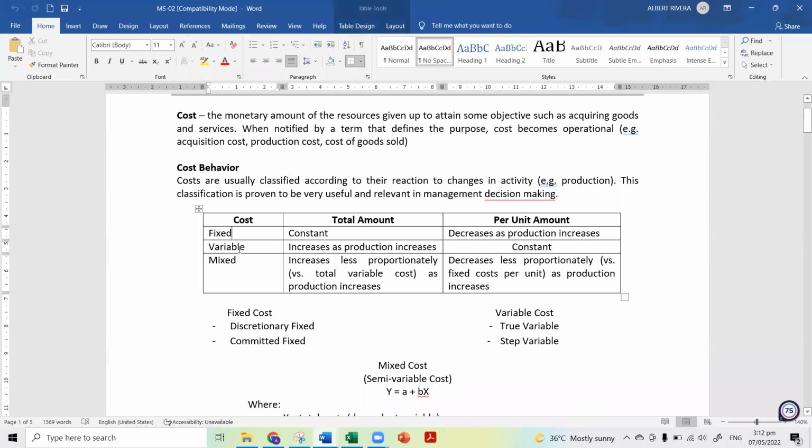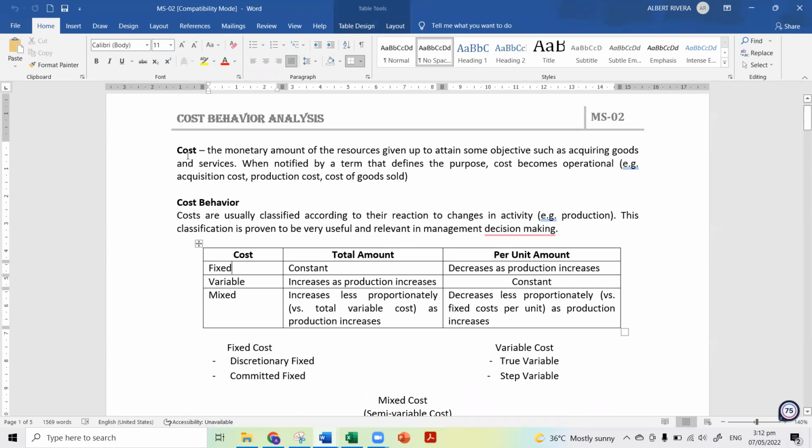Fixed, variable, or mix. Pag sinabi nating fixed, what is a cost? This is the technical definition of cost. The monetary amount of the resources given up. Okay, siyempre cost, di ba? Given up to attain some objective such as acquiring goods and services. When notified by a term that defines purpose, cost becomes operational, acquisition cost, production cost, and cost of goods sold. Okay?